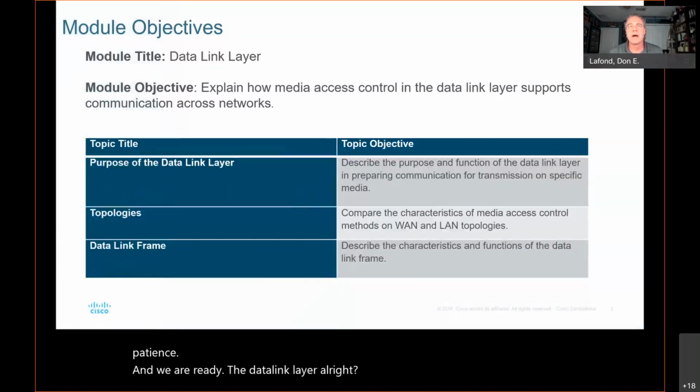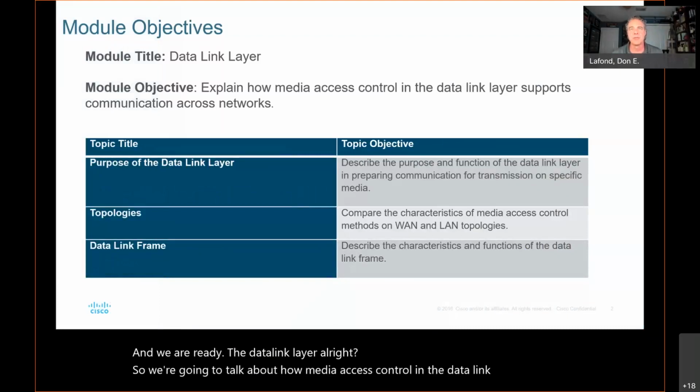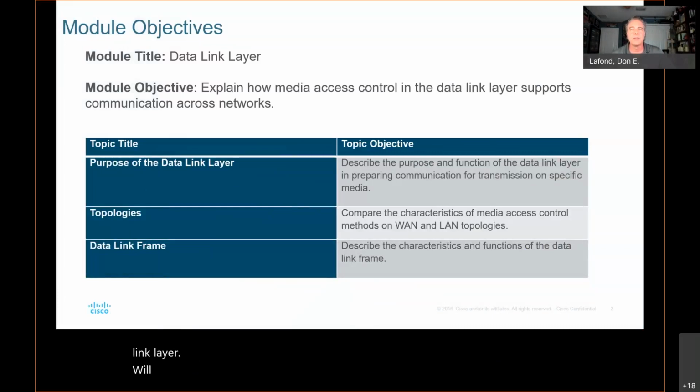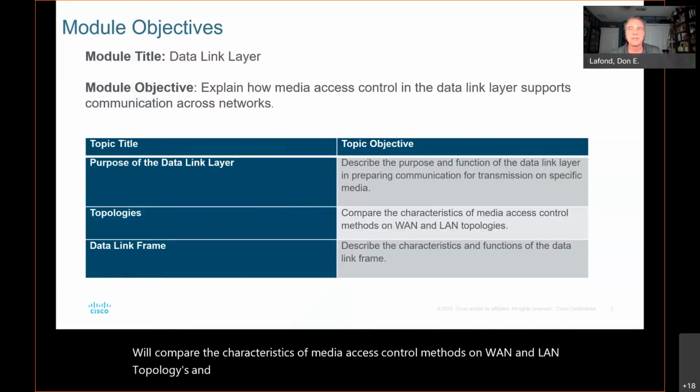So we're going to talk about how media access control in the data link layer supports communication across networks. We'll describe the purpose and function of the data link layer. We'll compare the characteristics of media access control methods on WAN and LAN topologies. And we'll describe the characteristics and functions of the data link frame.